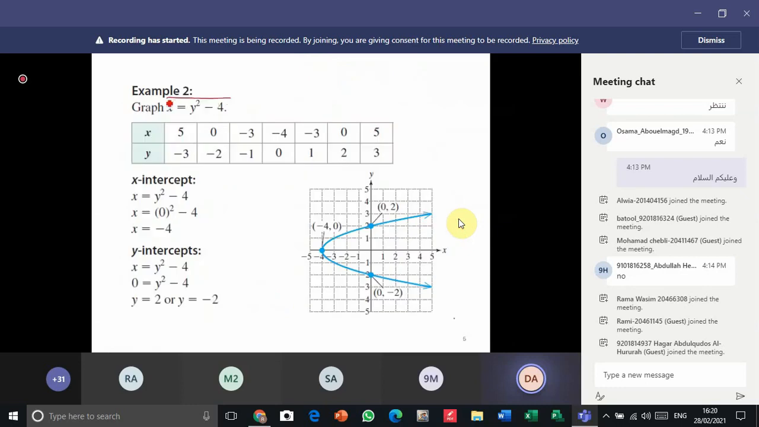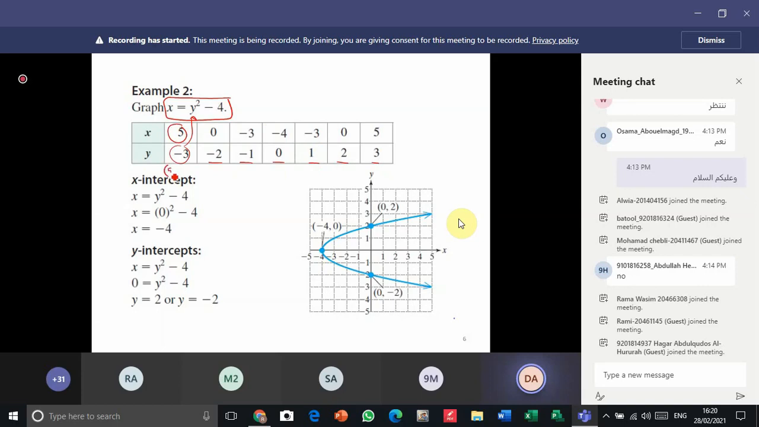Look at this equation: x equals y squared minus 4. We can find many points for this curve by putting, for example, y equals minus 3 and substituting here: minus 3 squared gives 9, minus 4, so the value of x equals 5. We can put minus 2, minus 1, 0, 1, 2, 3. Also, we can put values of x to find y. This is no problem.